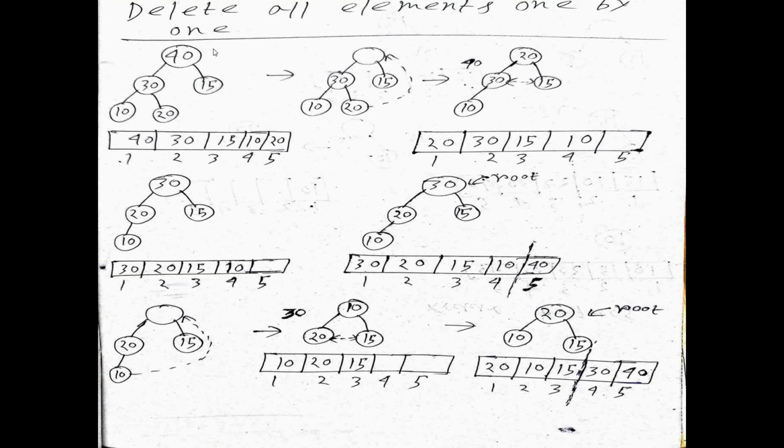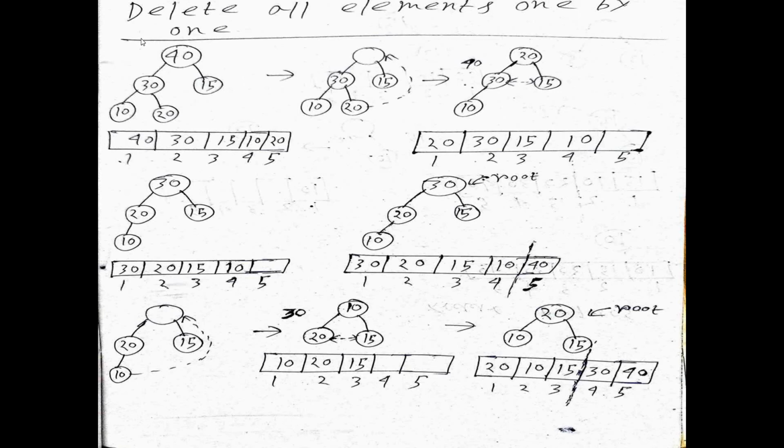Now we have to delete all the elements one by one. How can I delete them? How can I delete a node? I already discussed in my previous video how to delete a node, how deletion works in a heap. I recommend you please visit my previous video for better understanding.